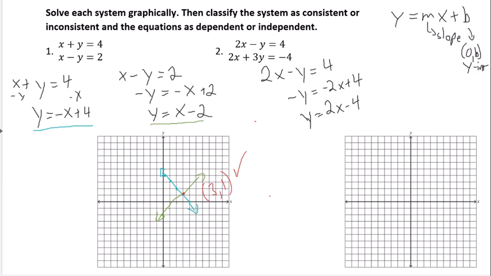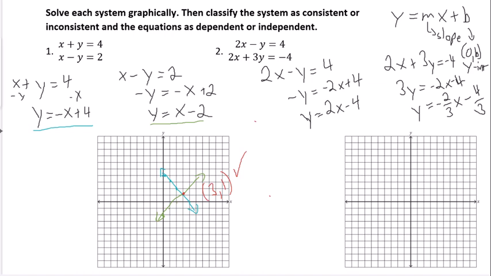Let's look at the next one. 2x plus 3y equals negative 4. So then 3y equals negative 2x minus 4. And y equals negative 2/3 x minus 4/3.